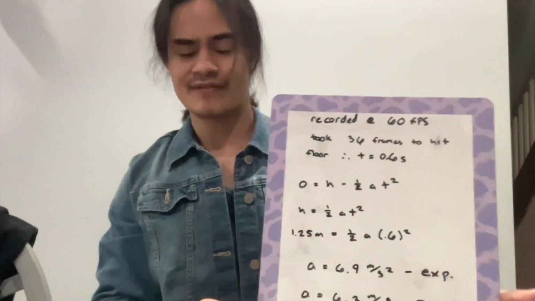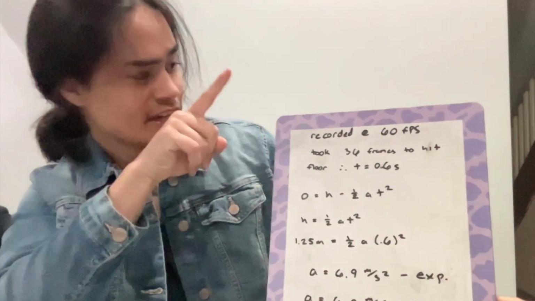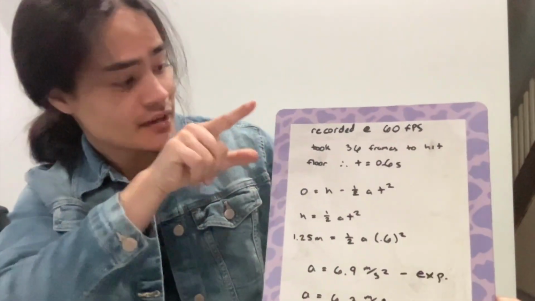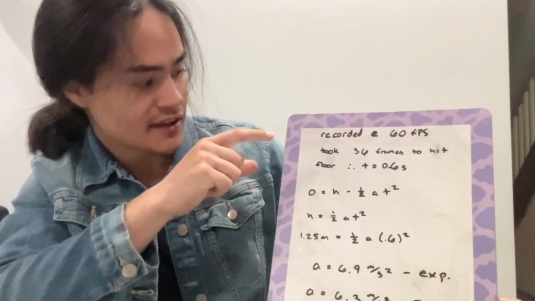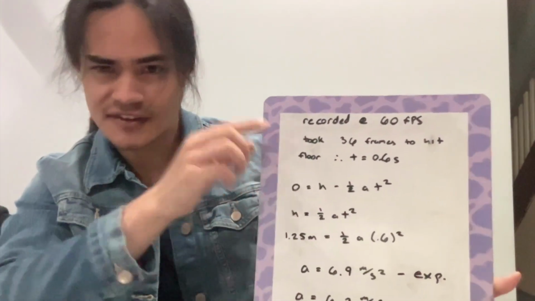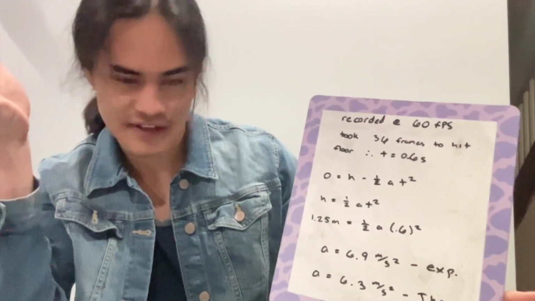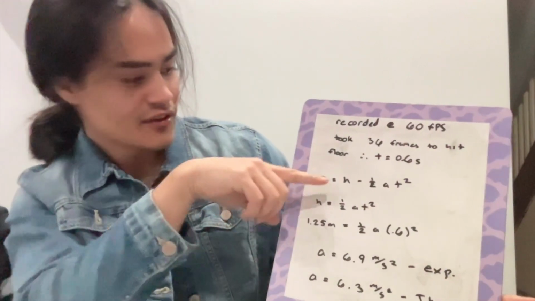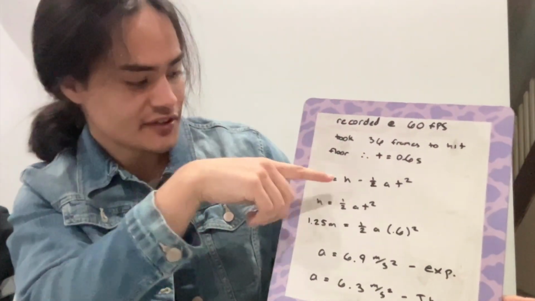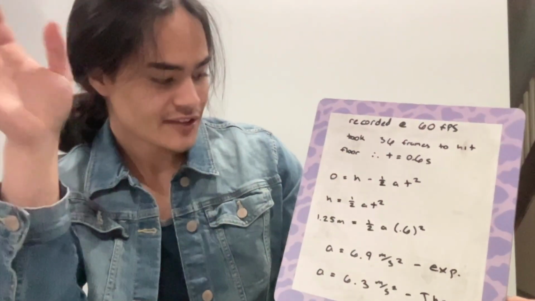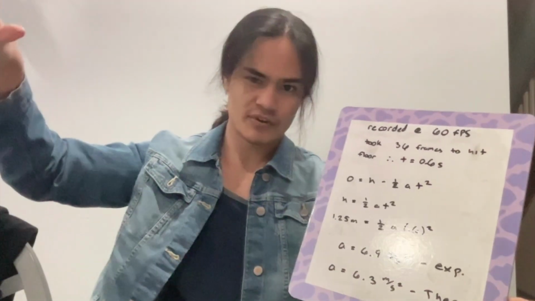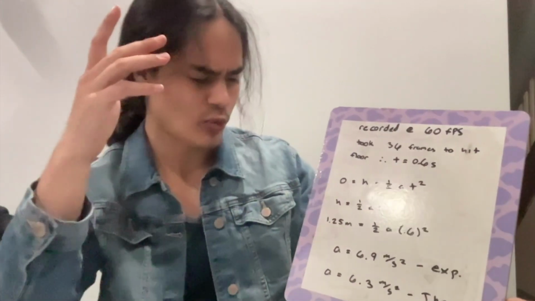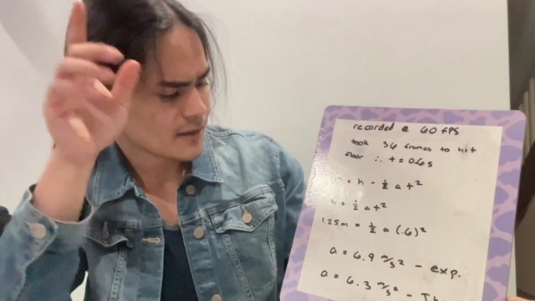And finally, the video you probably just watched was recorded at 60 frames per second. It took 36 frames for the toilet paper to hit the ground from holding it. Therefore, the time it takes is 36 over 60, or 0.6 seconds. Using the position kinematic equation, there's no initial velocity, so it's just h minus 1/2 a t squared. Solve for a, and the initial height where it was dropped from was 1.25 meters, about 4.1 feet, I believe.